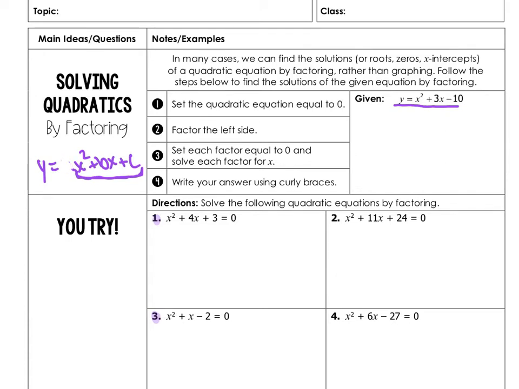So really what we're going to be doing is taking the factoring that we've been talking about recently, and we're going to put it to good use to solve an equation. So let's just jump into this.